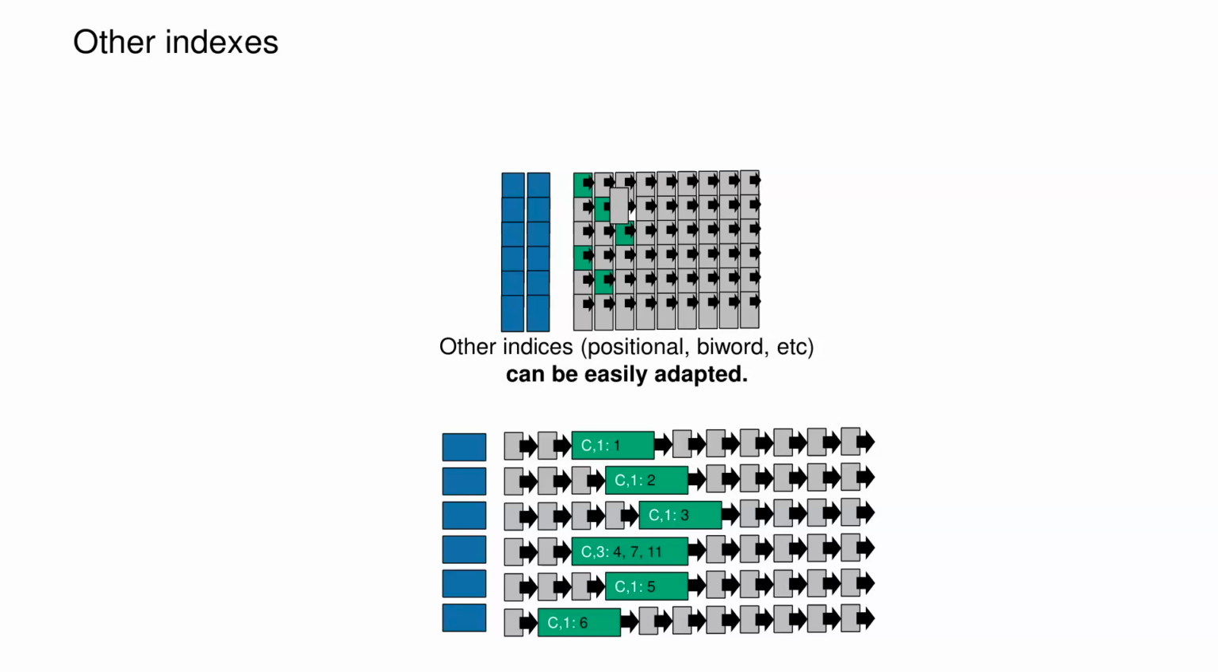And it doesn't matter if you do it BSBI or SPIMI locally and sequentially, or if you use MapReduce on a cluster of machines and you process the partitions in parallel, right? So this is exactly the same idea. You just need to adapt the algorithm a little bit.